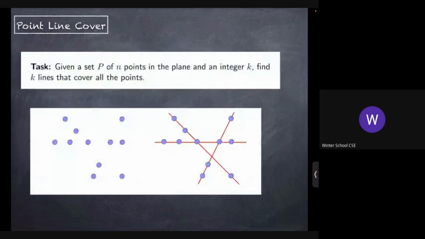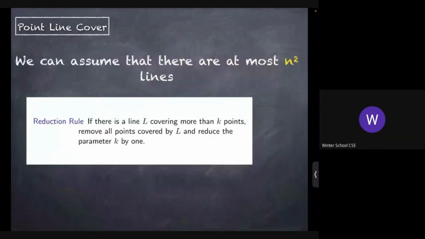Let me argue with you, and give you an example, and then we'll come back to the more theoretical parts. This is an example of Point Line Cover. I have a set of n points in the plane and an integer k, a parameterized problem, and I ask if I can find k lines that cover all the points. Here is my reduction. First of all, I can assume that there are at most n squared lines which I can use, because no point needs more.